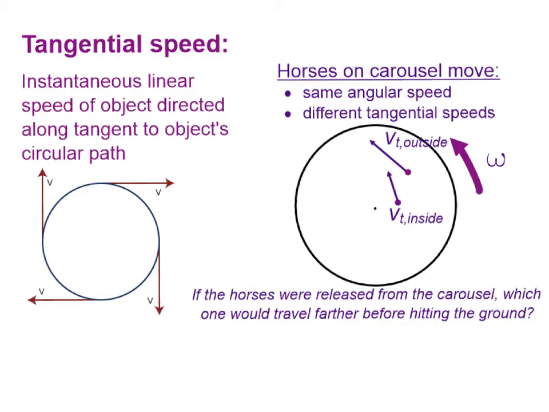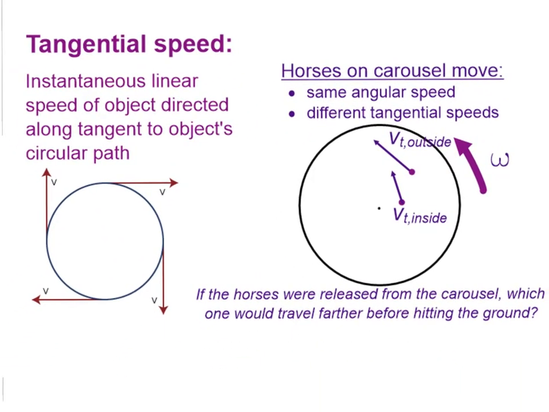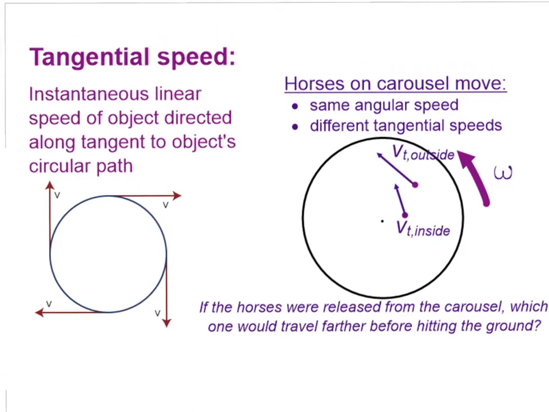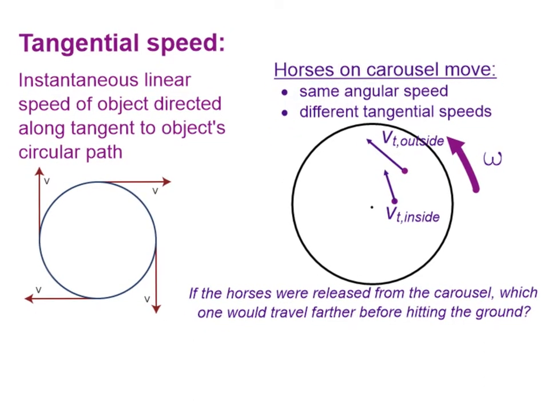But also, you know that the horse on the outside has to travel the same angular displacement during the same amount of time as the horse on the inside. To achieve this, the horse on the outside must travel a greater distance, or greater delta S, or a greater arc length than the horse on the inside. So an object that is further from the axis of rotation is going to travel at a higher tangential speed around the circular path, delta S, than the object on the inside.